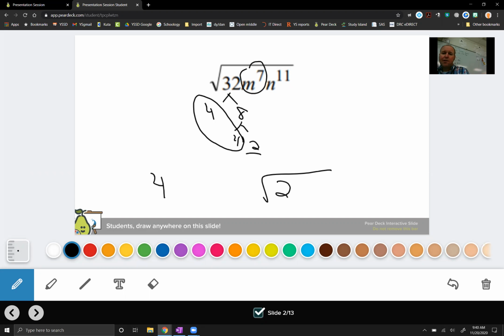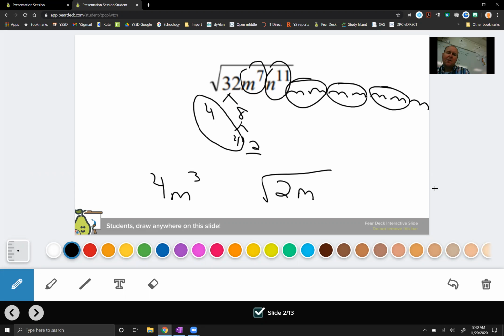M to the 7th, 6, 7. All right, so you get 1, 2, 3 pairs. So that makes M to the 3rd with 1 left over. I'm not going to write out 11 of these. If I had 11, how many pairs do you have? That's 5, and you have 1 left over.